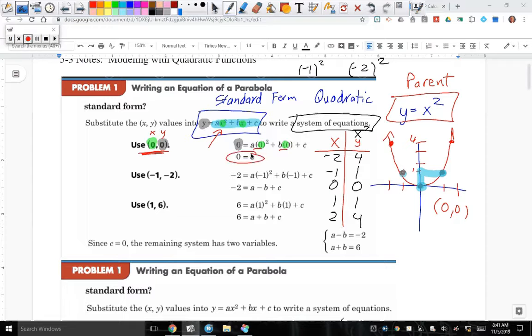Because your goal when you're finding a system of equations, especially with 3 variables, is to find out what is A, what is B, and what is C. Well, we know what C is right now, just from one point. We strategically did this by putting in this 0 for x, because then the A and the B terms zeroed out. Okay, so let's keep going.